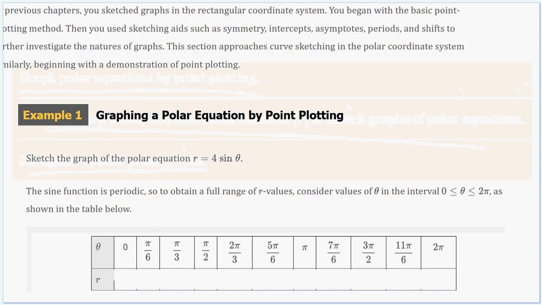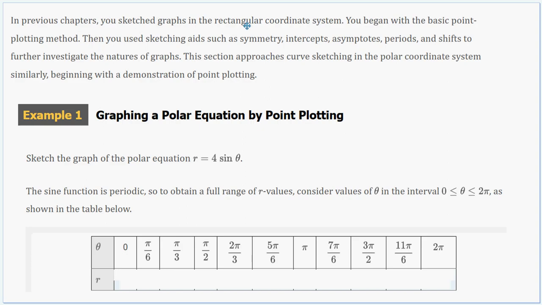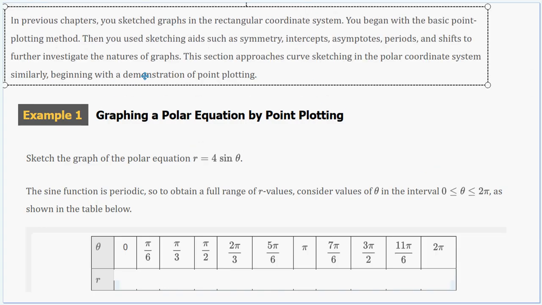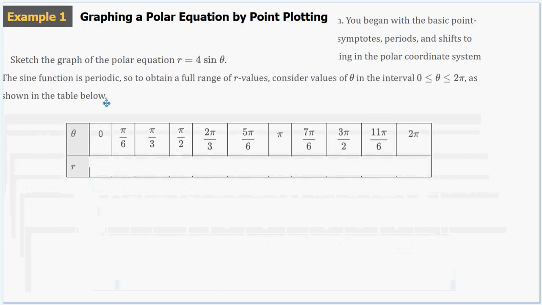We've sketched graphs in the rectangular system before. We begin with a basic point plotting method. Then you use sketching aids such as symmetry, intercepts, asymptotes, periods, and shifts to further investigate the graphs. Let's see what we got here.